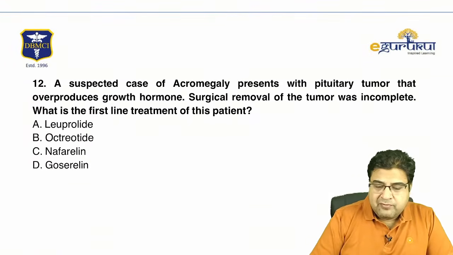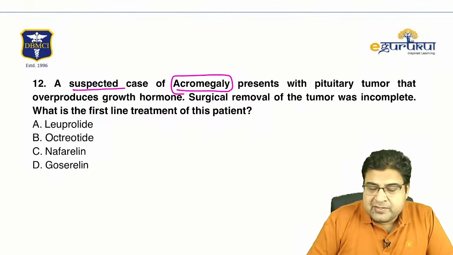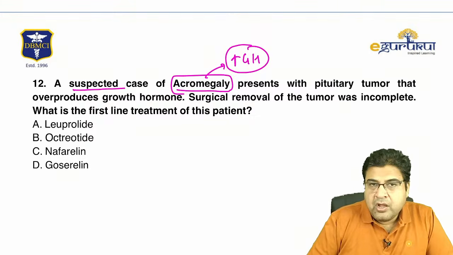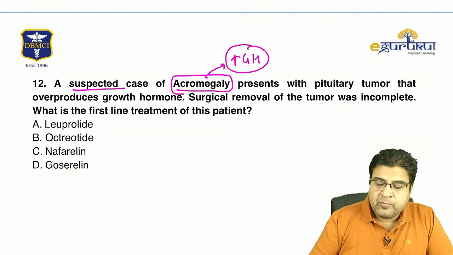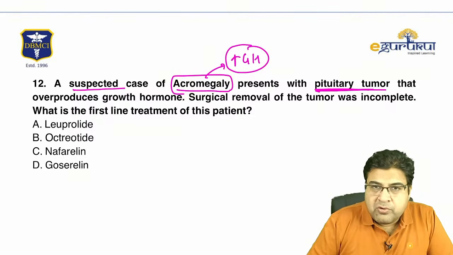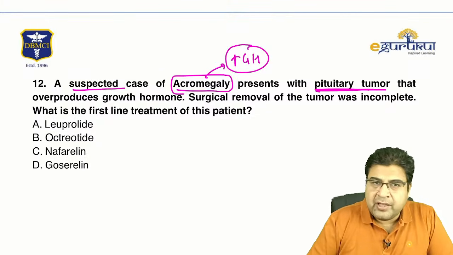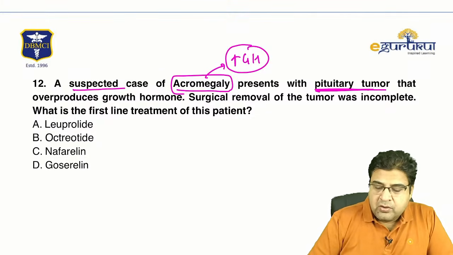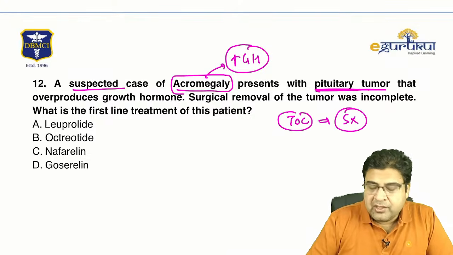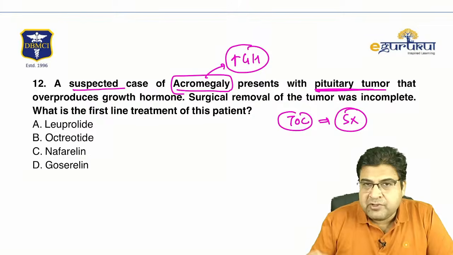Now question number 12, the patient is a suspected case of acromegaly, having an excess of growth hormone. Now why will the patient have excess of growth hormone? The most common reason is pituitary adenoma. So the patient has got pituitary adenoma. Pituitary adenoma is the most common association with acromegaly, right? Now the best treatment for pituitary adenoma is surgery. So we go for transsphenoidal surgery.